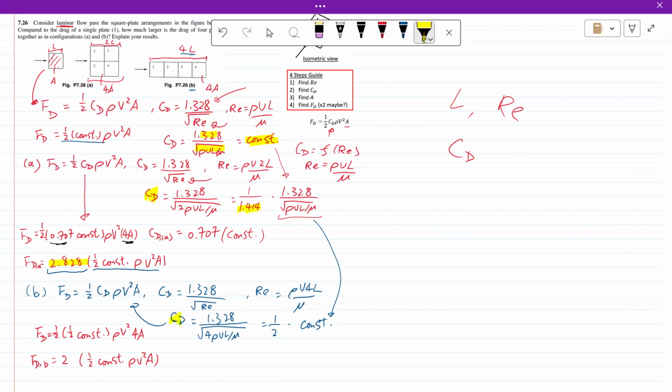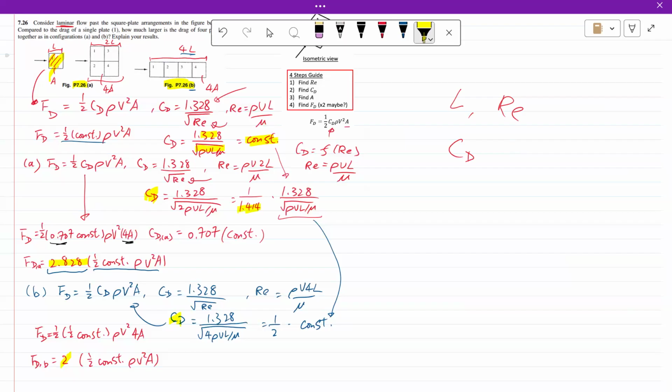And then going from there, we're basically just comparing how the drag force updates, which in this case, when you have it as a square, the drag force roughly triples. But when you have it as a rectangle, the drag force only doubles. So funny enough, having it in configuration B, you get less drag compared to configuration A. Now you're still going to get more drag than your baseline, one single square.